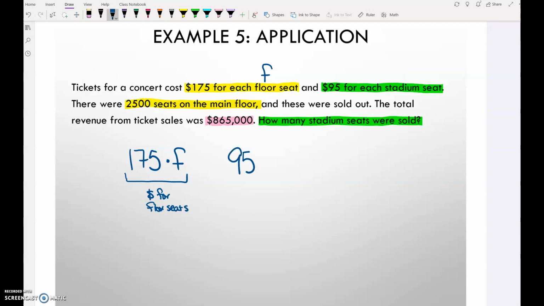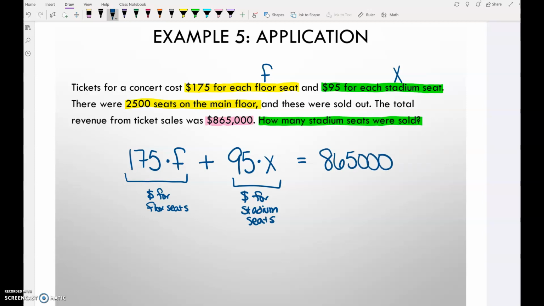Similarly, if we take $95 per seat and multiply it by the number of seats, I'm going to use X instead of S so it doesn't look like a 5. This will give us the amount of money for stadium seats. If I add those two amounts together, it should equal the total amount that we collected from ticket sales.